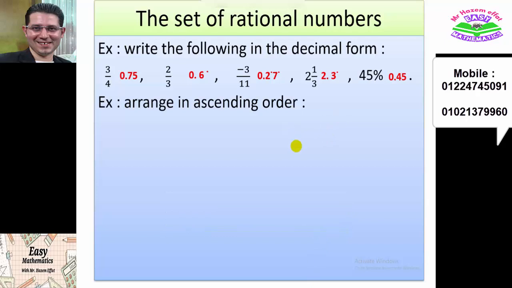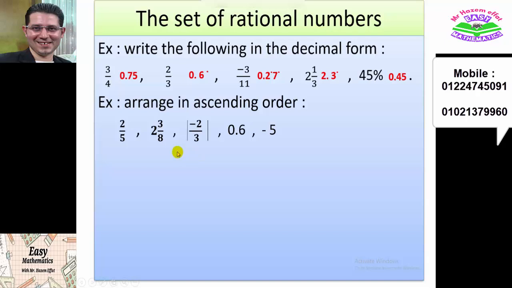In the second exercise, he asked me to arrange in ascending order, and he gave me fractions, mixed numbers, decimals and whole numbers. How to arrange them in ascending order? We can't arrange them in this form. As the first step, we must change all of them into decimal form, also by using the calculator.